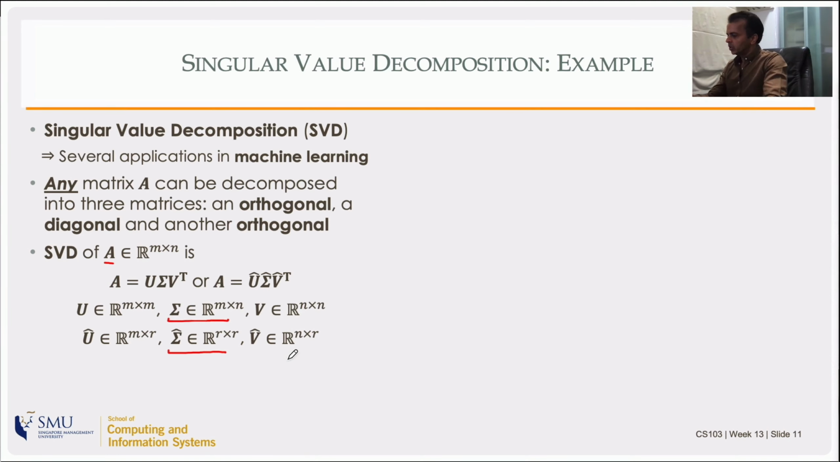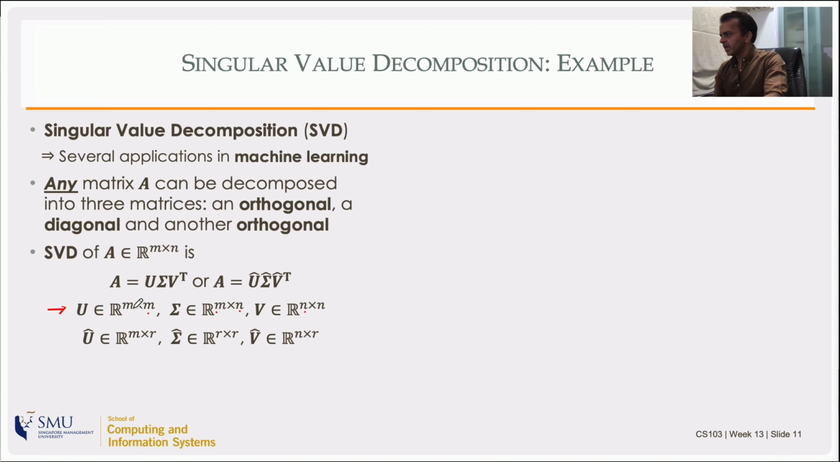Now let's look at how the multiplication works. In the case of full SVD, I have n by n here. The transpose of that will also be n by n. This n and that n will cancel off. So this product is going to be m by n. And then this m and this m will cancel off.